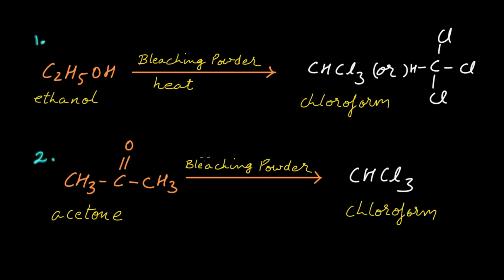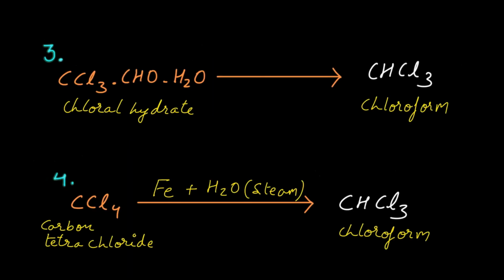Now the first method of preparation is when ethanol is treated with bleaching powder in presence of heat, you get chloroform. Direct reaction. Now second one is also a direct reaction. When acetone is treated with bleaching powder, you get chloroform, right? So these two are direct reactions. When ethanol and acetone are treated with bleaching powder, in both the cases you are going to get chloroform. Now since these are the methods of preparation, chloroform will be our final product.